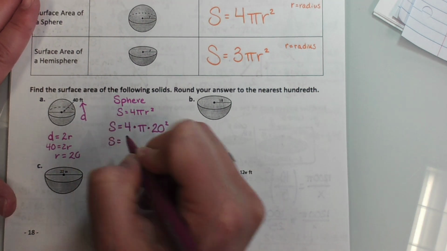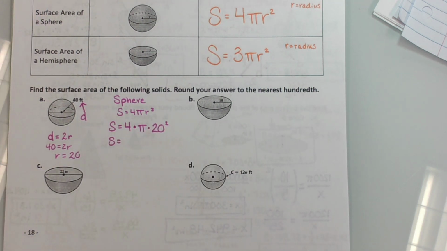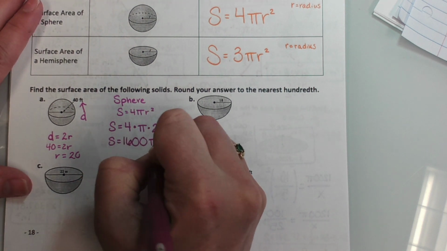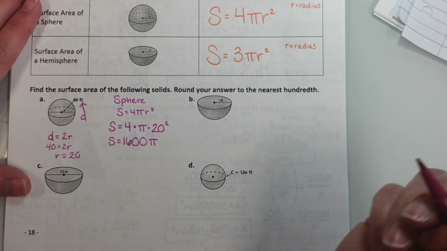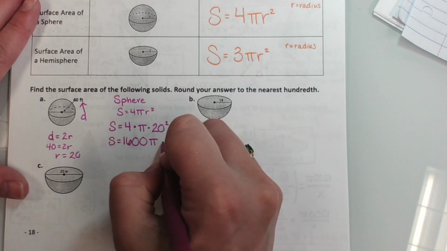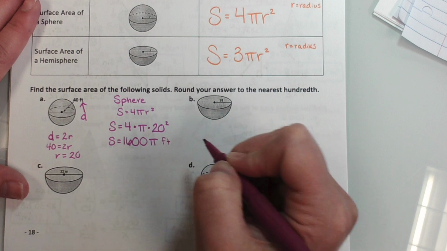Now, much like previous situations, you can give an exact value on ones like this as long as your radius is an integer or a fraction. You just type in 4 times 20 squared. You'd get 1600, and don't forget to put the pi back on it. What kind of units would go on a surface area? Feet squared.